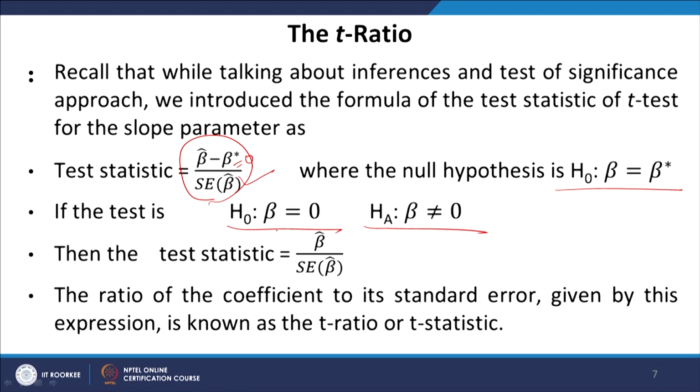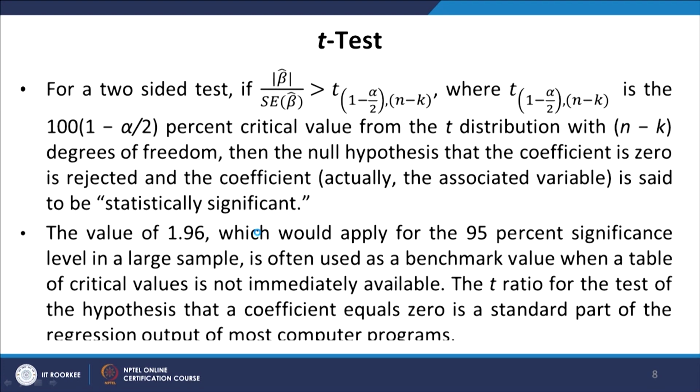Depending on the value of beta under the null hypothesis, we will be forming our t ratio or t statistic. For a two-sided test, we take the mod value of beta hat divided by standard error of beta hat. We do not need to consider the mod value of the standard error of beta hat, because the standard error of beta hat should always be a non-negative number, because variance is always non-negative. So, that is why we put the mod value of only beta hat.